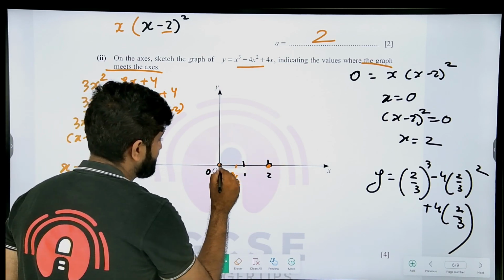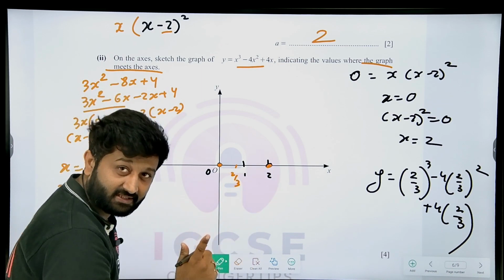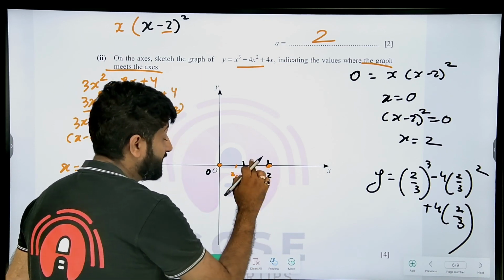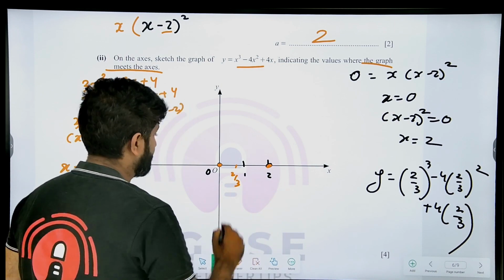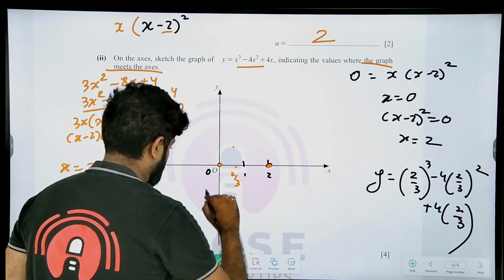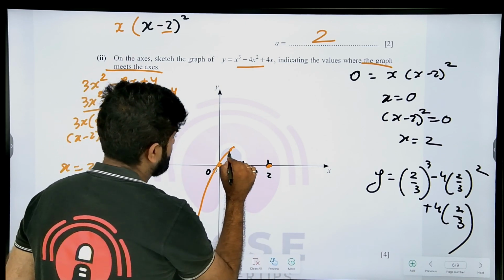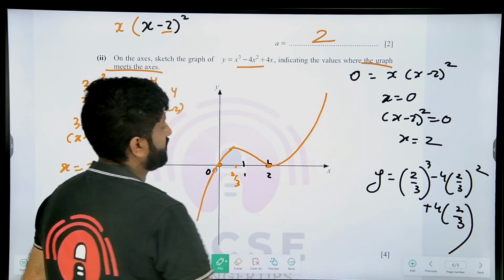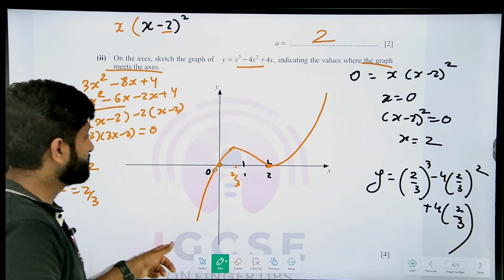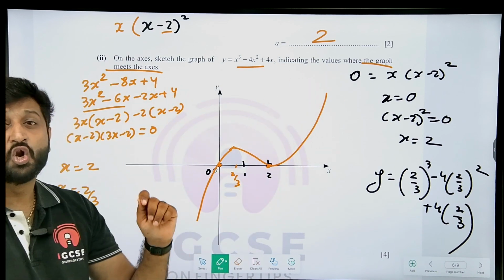The graph is going to go upwards. Now these are my x-intercepts. One of the x-intercepts is also a turning point, and this is one more turning point. So the graph goes upwards till it reaches a maximum value, then goes downwards and then again turns in the opposite direction. This is how my graph is going to look.